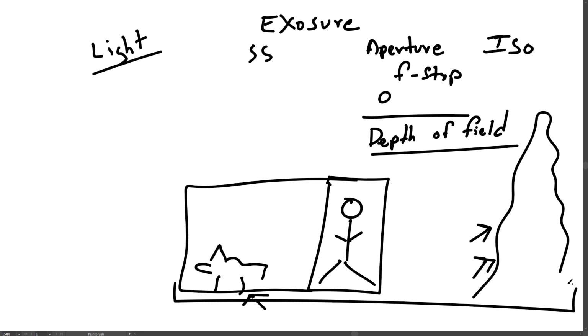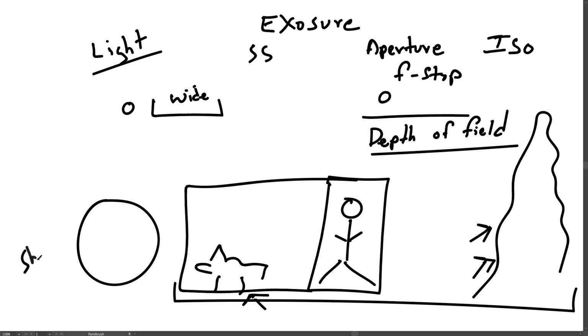The way that the aperture affects depth of field is that the smaller the aperture, the greater the depth of field. So a very wide depth of field for a small aperture, and a very large aperture has a very shallow depth of field.